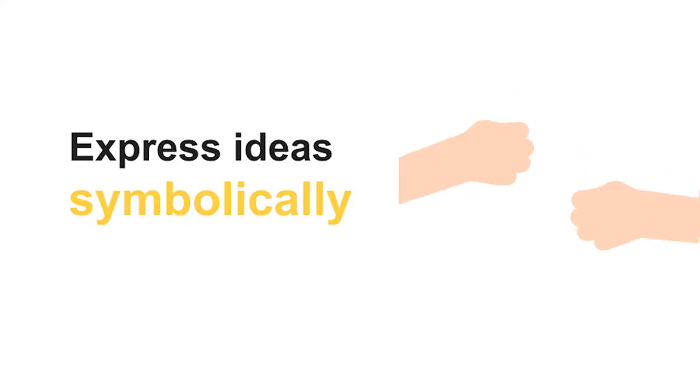Illustrate the ideas with symbols. We use this technique pretty often: we say something directly, but we also show it with symbols using associations. This technique helps the viewer to understand the information or message more easily. And I would like to show you some examples.